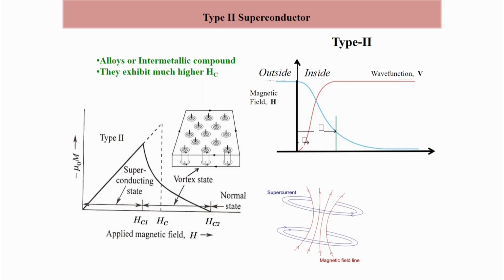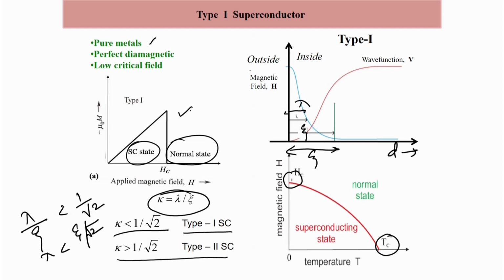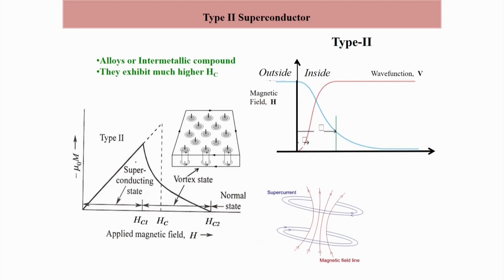Type 2 superconductors occur in alloys. So, it is a combination of different elements, alloys or intermetallic compounds, and they exhibit a much higher Tc. The phase diagram is not exactly like what we have seen here. Here it is dissimilar, and there is a linear increase and then a fall off like this. Inside is a superconducting state, and a part of it is what is called the vortex state, and beyond that is a normal state.